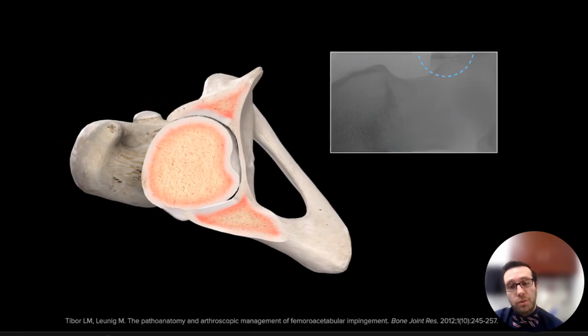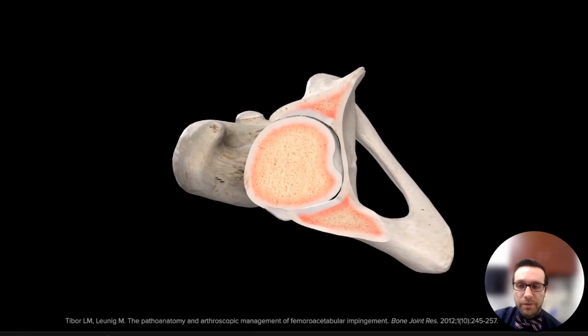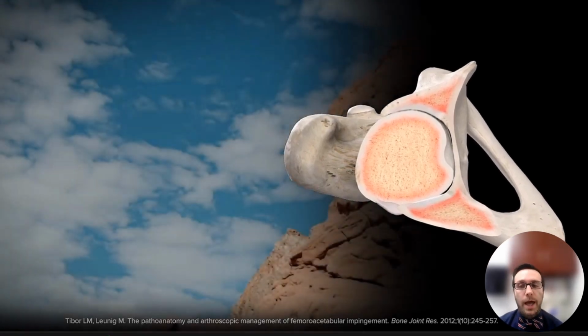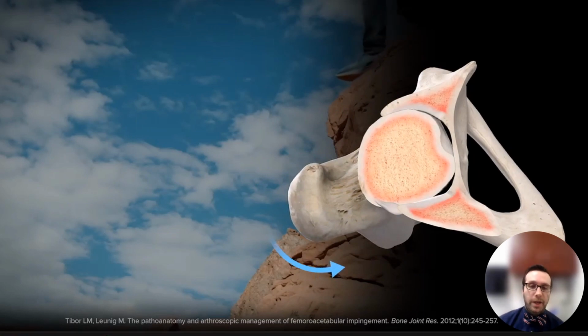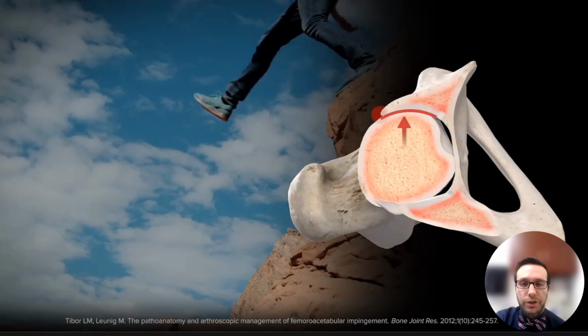Also, in patients with pincer deformities, a significant overcoverage can cause a lever effect, which pushes the head posteriorly and back, causing injury to the posterior cartilage and posterior labrum in deep flexion. This is known as a countercoup lesion.